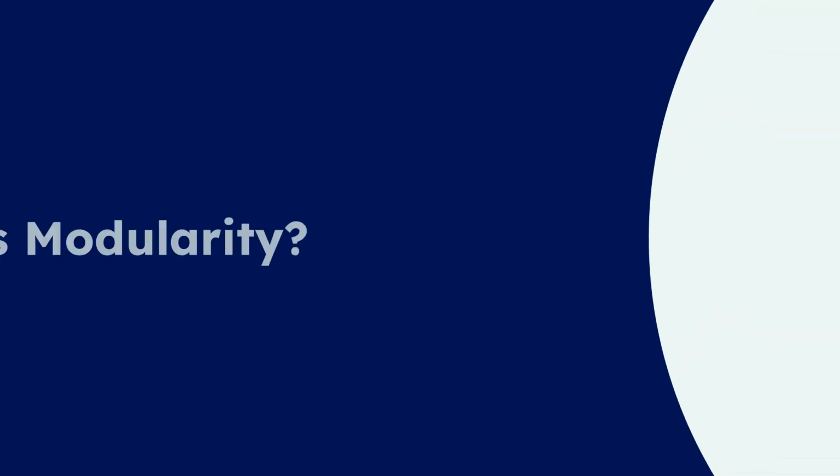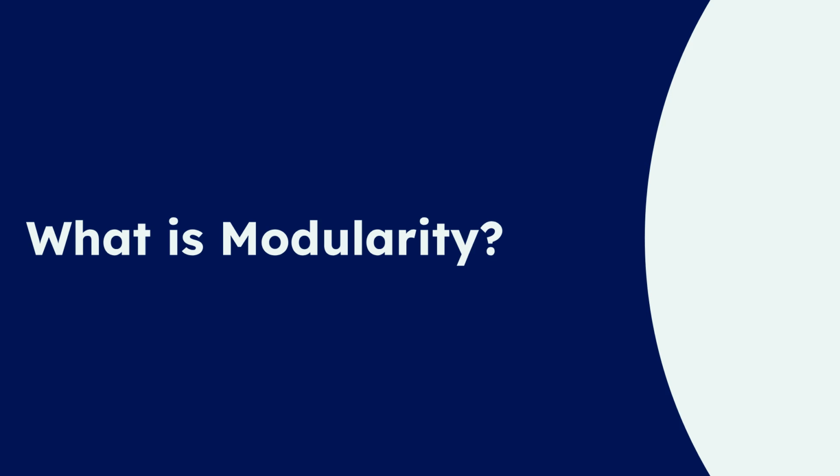At its core, modularity is about breaking down a large, complex system into smaller, independent, and interchangeable components. Think of it like building with Legos. Each brick is a module, designed to perform a specific function and connect with other bricks through defined interfaces.